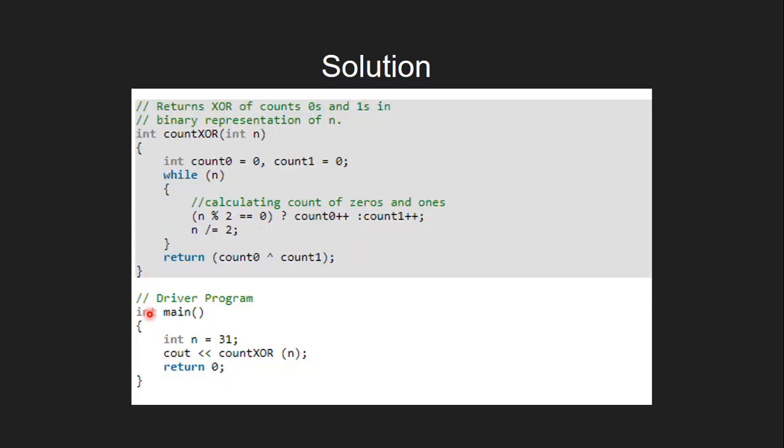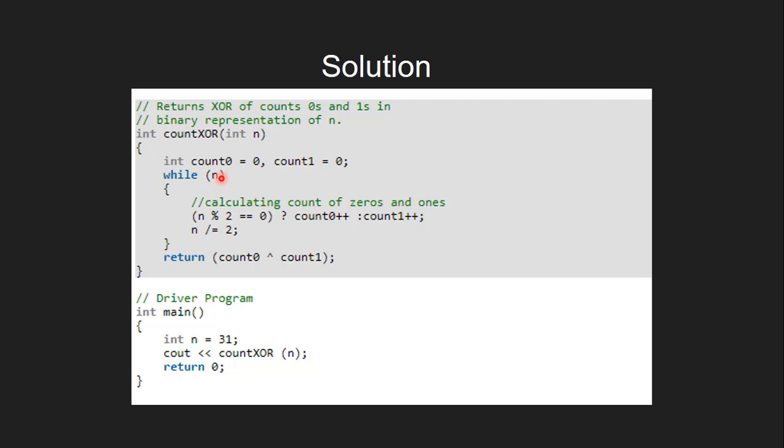Let's see the code. Inside the main function, we call the countXOR function and pass the value of n to it. Inside the countXOR function, we create two variables, count 0 and count 1's, and initialize both of them with value 0. We enter a while loop, and in each iteration, we check if the current bit is 0 or 1. If it is 0, we increment the 0 count, else we increment the 1's count. And then we update n by dividing it by 2 to process the next bit. We run this loop as long as n is not equal to 0.